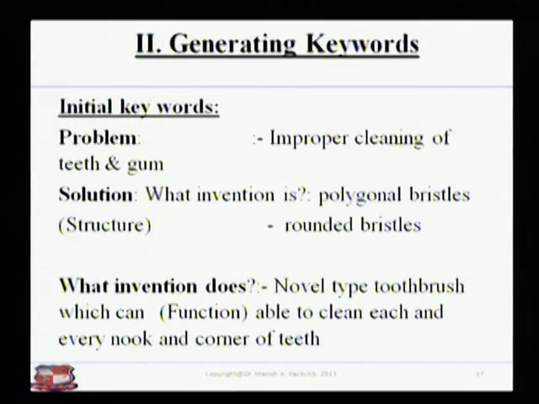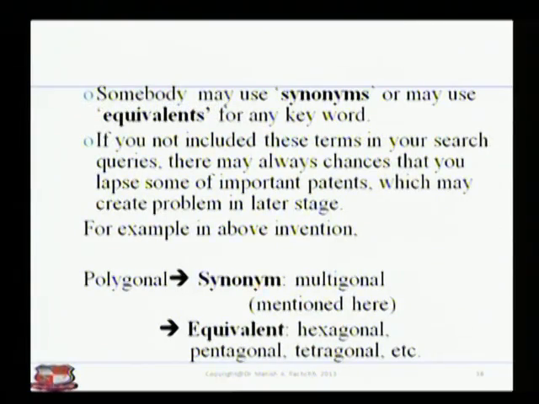Now next step, generate the keywords. So initial keywords from the problem part is improper cleaning of teeth and gum. From the solution part is polygonal bristles and rounded bristles. And the invention provides a combination of these two types of bristles to effectively clean each and every nook and corner of teeth. So now my keywords are these two types of bristles, right?